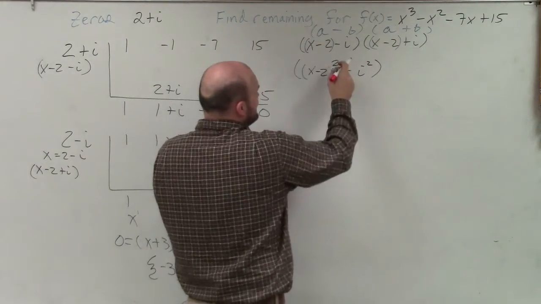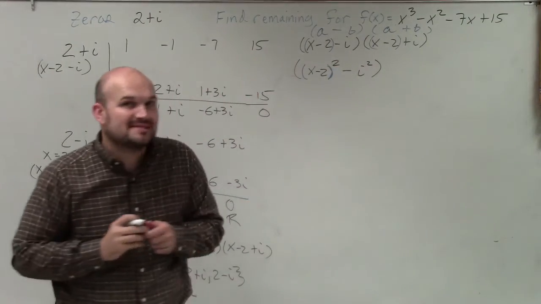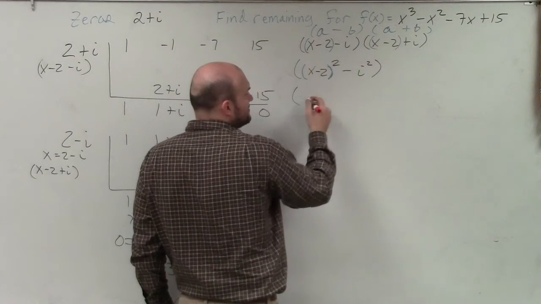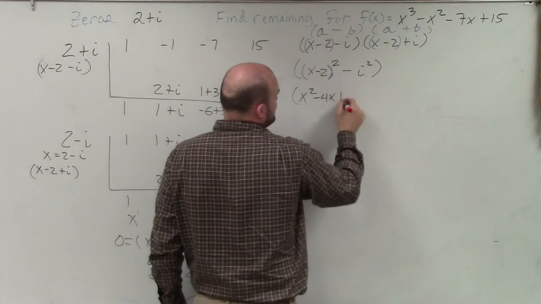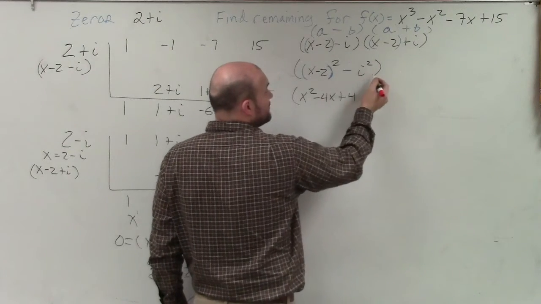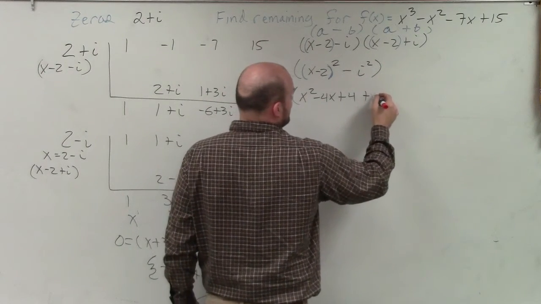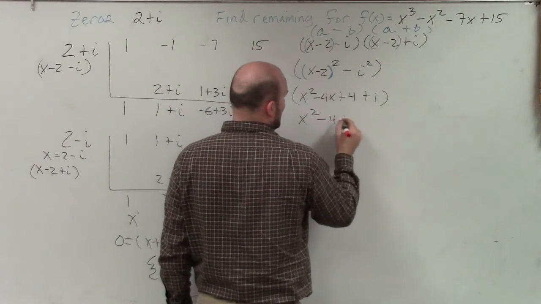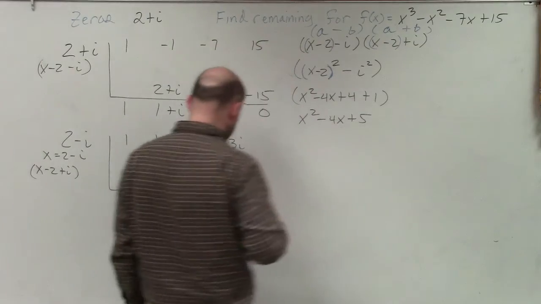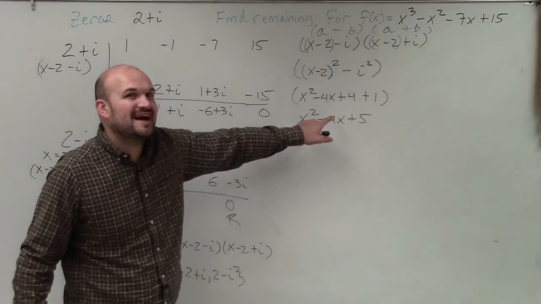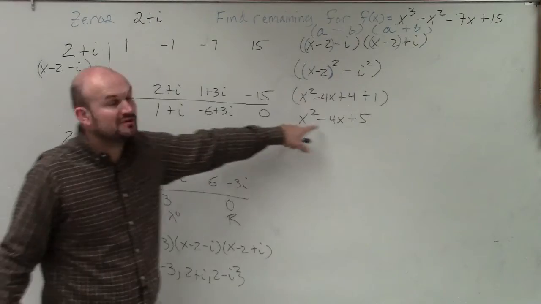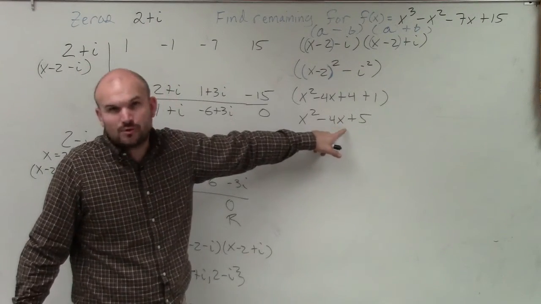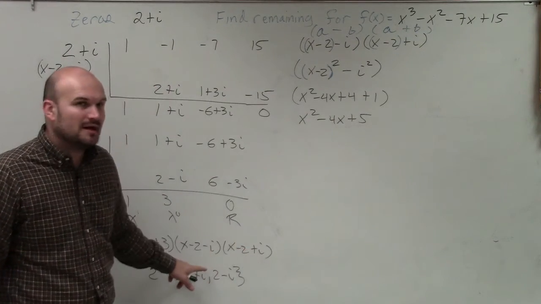Well, this x minus 2 squared is a binomial times itself, which hopefully through some practice you'll be able to multiply out, giving you x squared minus 4x plus 4. And then i squared is negative 1, minus negative 1 is plus 1. So therefore, my other factor is x squared minus 4x plus 5. Okay? However, you can notice that this factor is a quadratic factor, whereas if you factor this down by using the quadratic formula, you would get these two complex zeros.